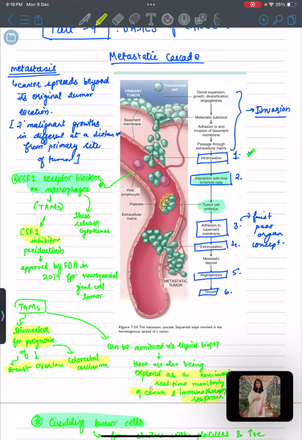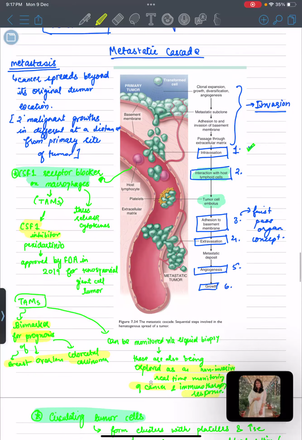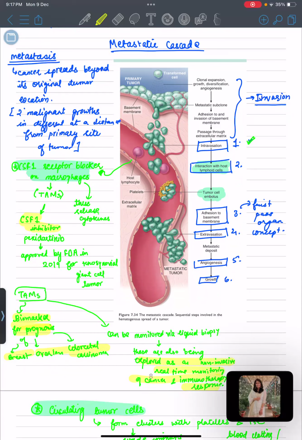The initial 4 steps were explained in cell invasion: how the cell differentiates, the loosening of the junctions, and then invasion into the extracellular matrix. Today we are going to start with intravasation, which is essentially the entry of the cell from its primary site into the blood vessel. In the step marked as 1, tumor cells enter the blood vessel and lymphatics. After entering the lymphatics, there's certain interaction with the host lymphoid cells.